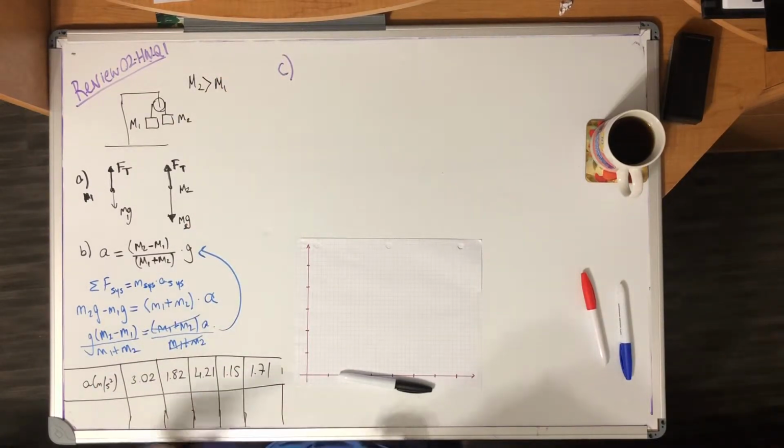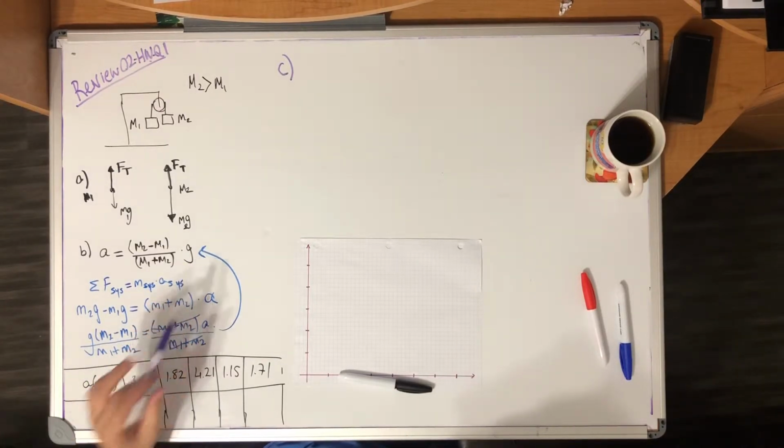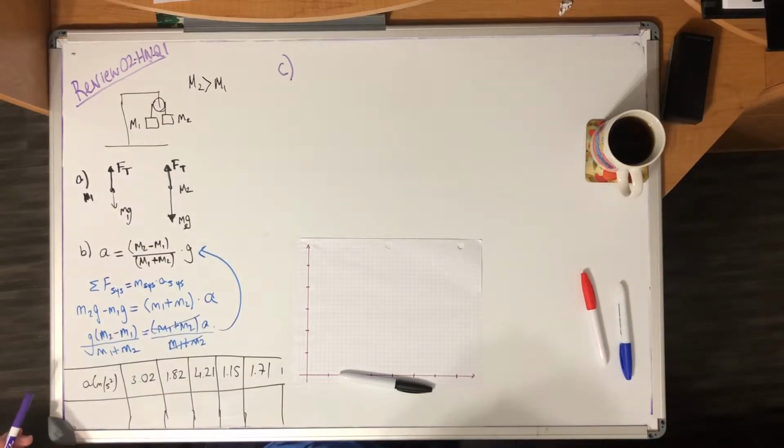In part C, they are giving you the data over here for acceleration, and they also give you M1 and M2 separately. I didn't put that over here. And what they are trying to do is find g, the acceleration of gravity, by the graph. So what is a way to do so?